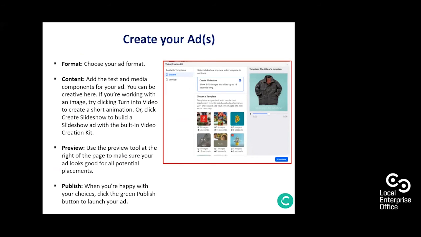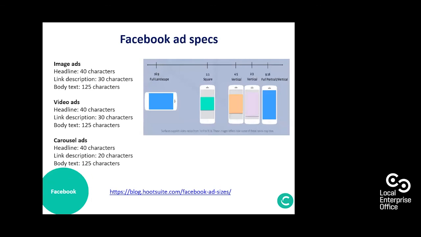Preview: use the preview tool at the right of the page to make sure your ad looks good for all potential placements. Again, absolutely check it on mobile, because the default setting will show what it looks like on a traditional device, but at least check what it looks like on mobile. When you're happy with your choices, click the green publish button to launch your ad.